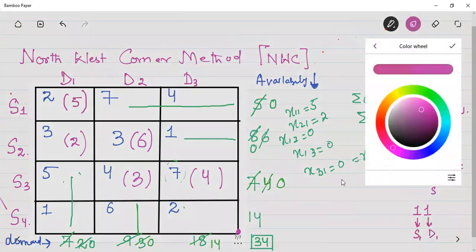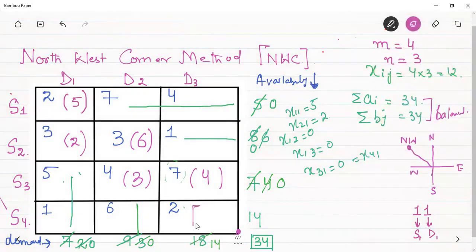the case in a balanced transportation problem. Okay, when I allocate 14 here, the demand is exhausted and the supply is also exhausted. So this is the initial basic feasible solution by the northwest corner method, and the total cost will be what? Let us see.